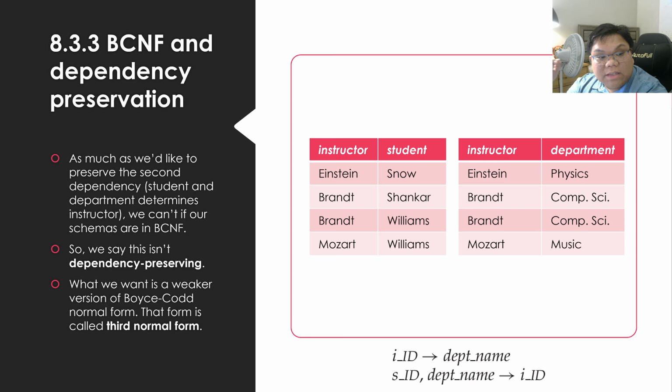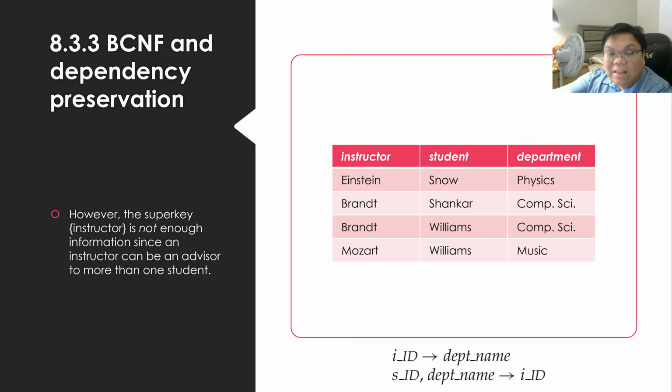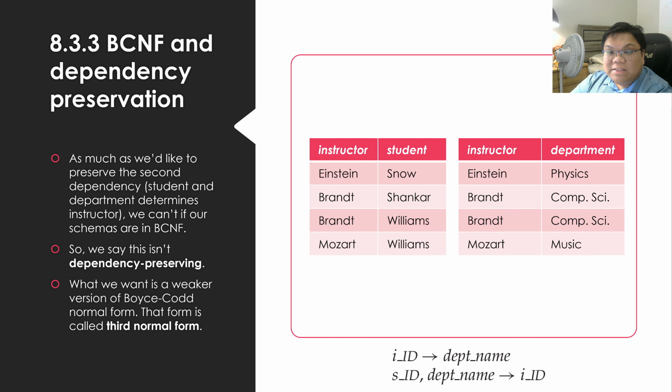So, this is not dependency preserving. If we take this table and make it into Boyce-Codd normal form, we lost one of our functional dependencies. Which makes you wonder: is there a normal form that would let us keep the structure that we had in the previous table? That is to say, Boyce-Codd normal form is too strong. Is there a weaker version of Boyce-Codd normal form that we can use instead? The answer is yes, and that is called third normal form.